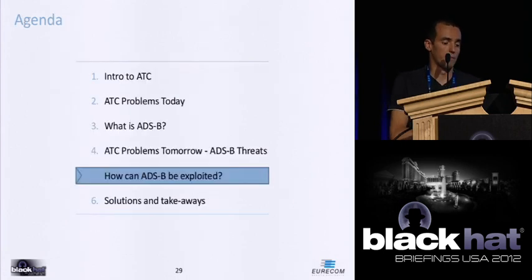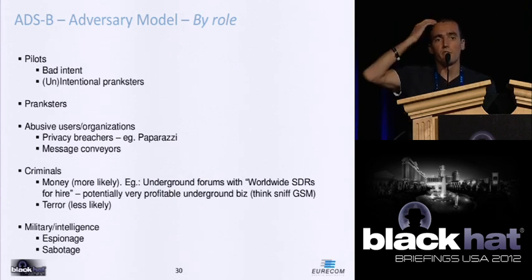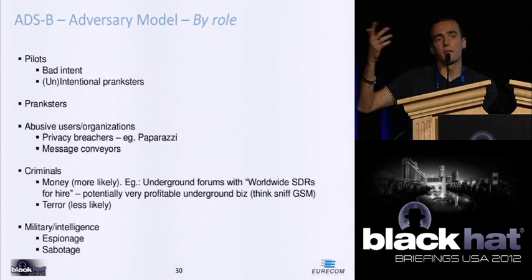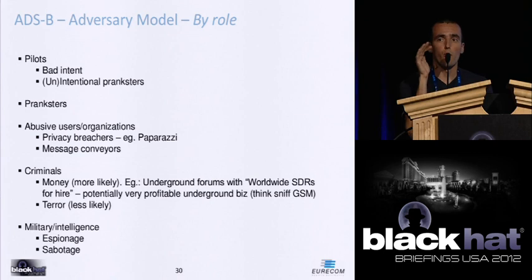Okay, so how can ADS-B be exploited? To understand how it can be exploited, first we need to understand the adversary, because by understanding the adversary, we understand how they can approach the exploitation. So first, by role, what it means is basically we try to define roles in the system.